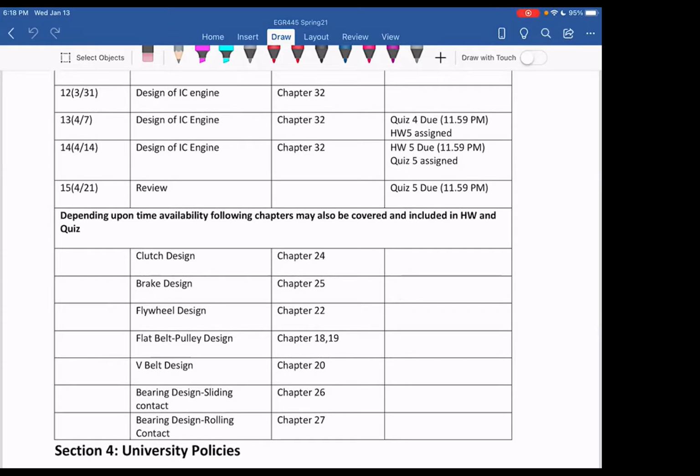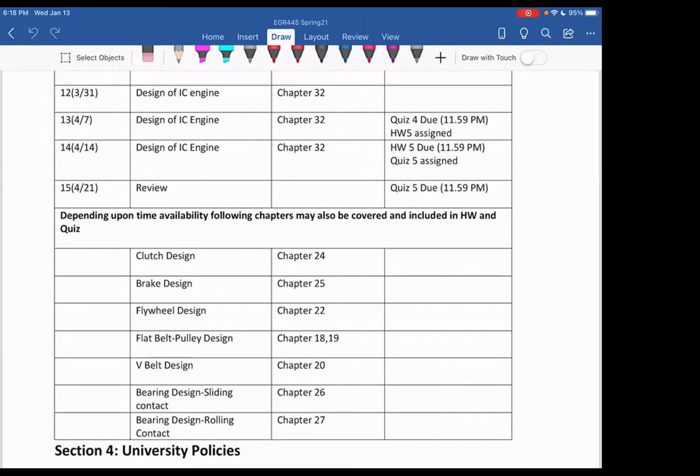So clutches are an integral part of a power transmission system. Then brakes: you have internal expanding brakes typically used in automotive, or you have external drum brakes that are typically used in bikes or some prime movers. So why do we use brakes?